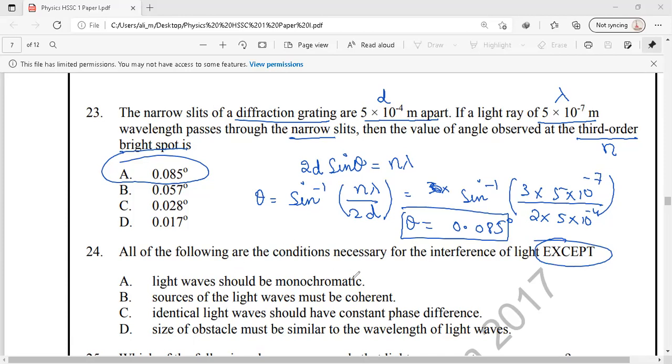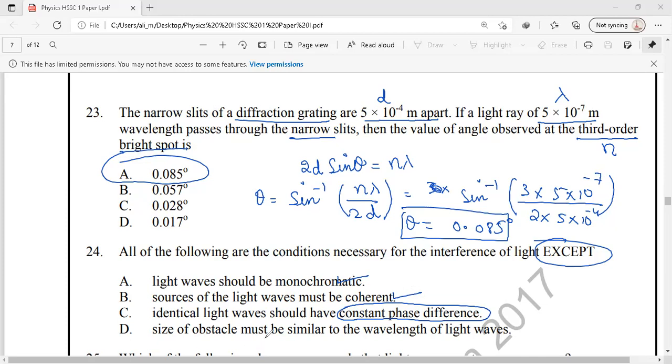So light waves should be coherent, they should be monochromatic, and the light waves must have a constant phase difference along the whole path of the propagation of light. So these are the conditions that match the conditions for the interference of light.